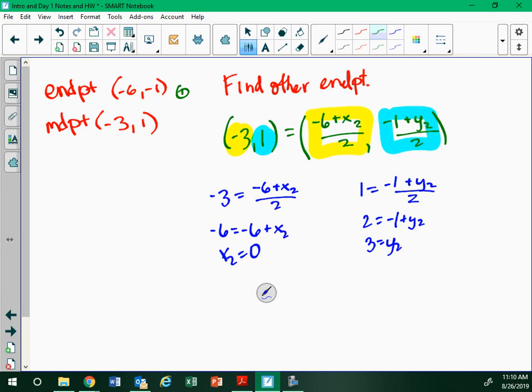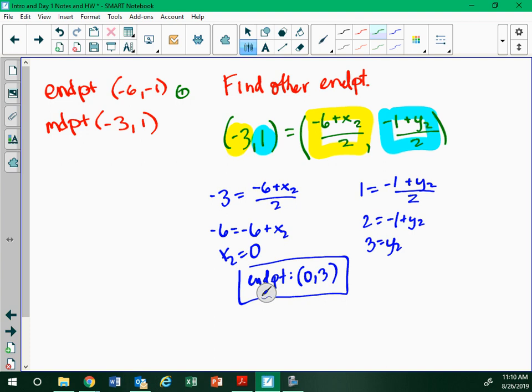Now because it's asking for an endpoint, we do want to write this as an ordered pair. So our endpoint would be 0, 3. So we do use the midpoint formula. It's just that the midpoint formula is kind of two equations in one, so we just separate this out. Okay, questions with that?